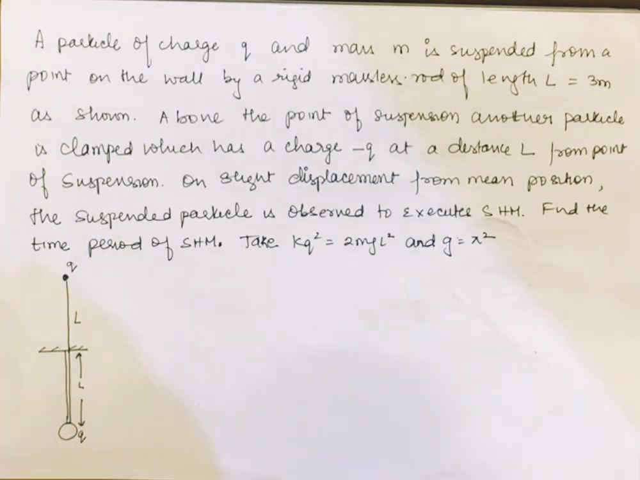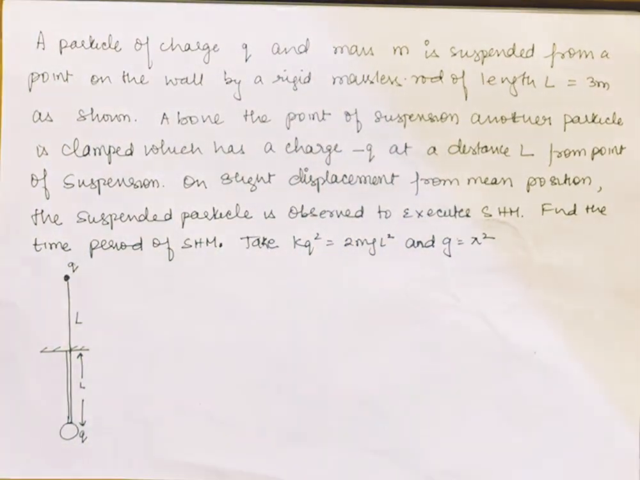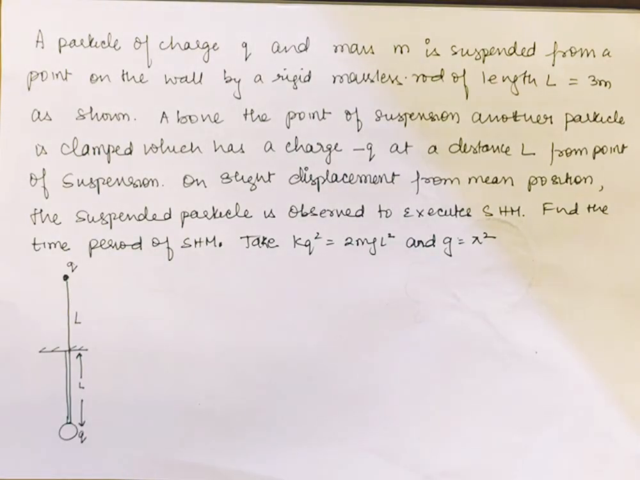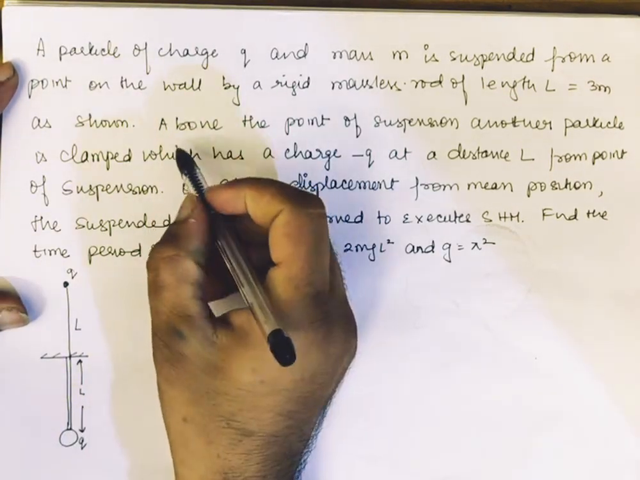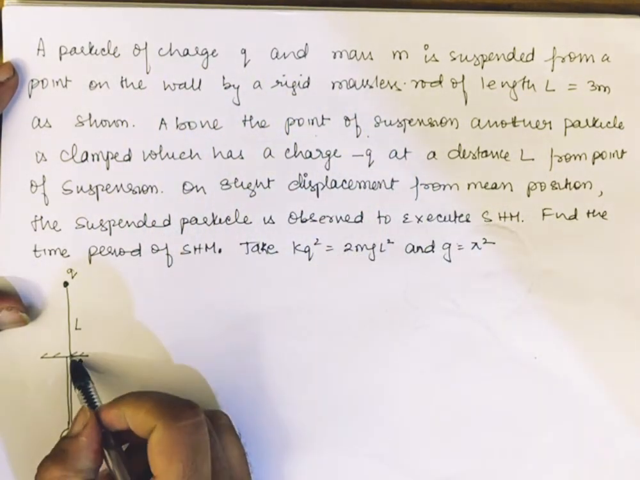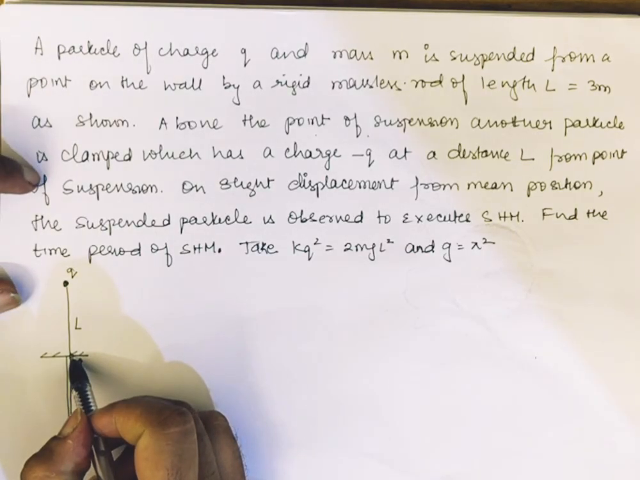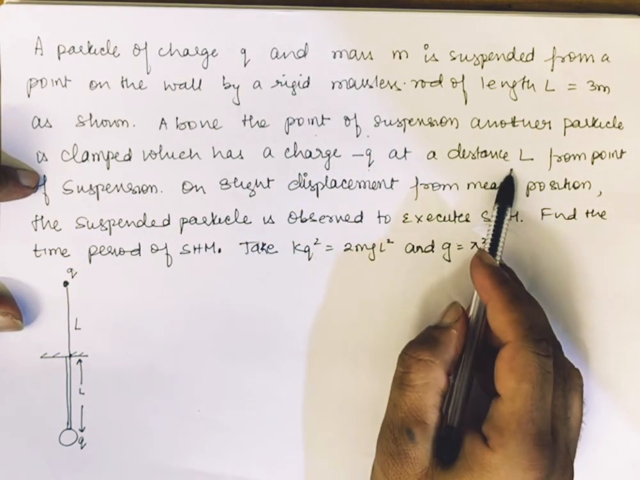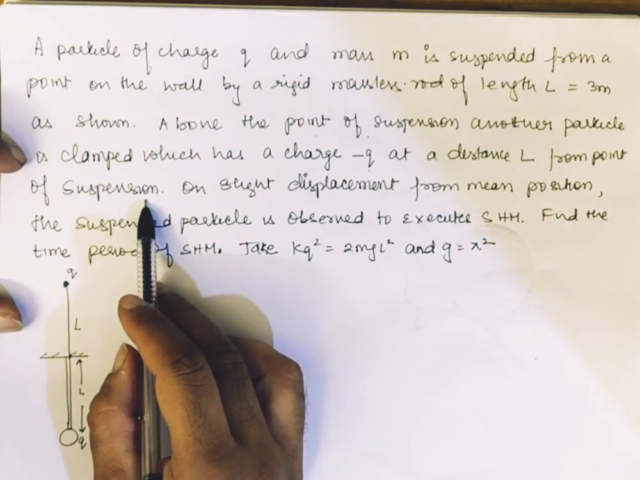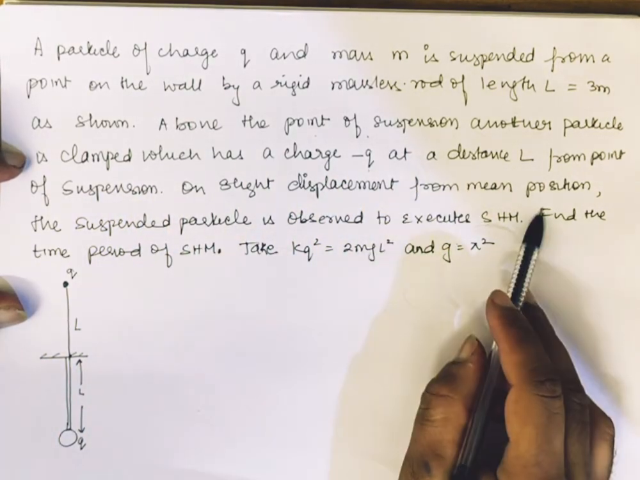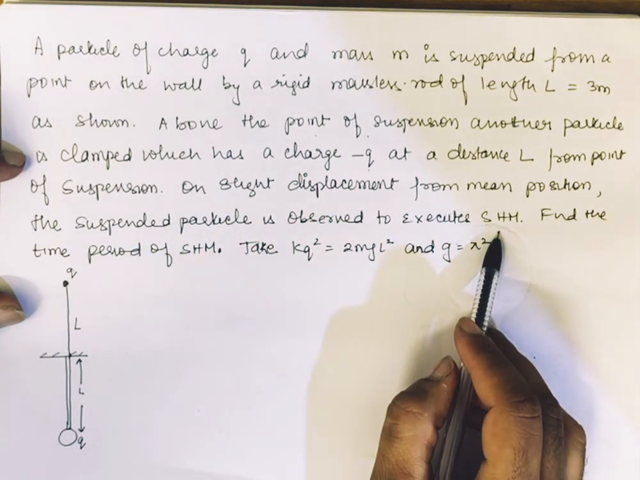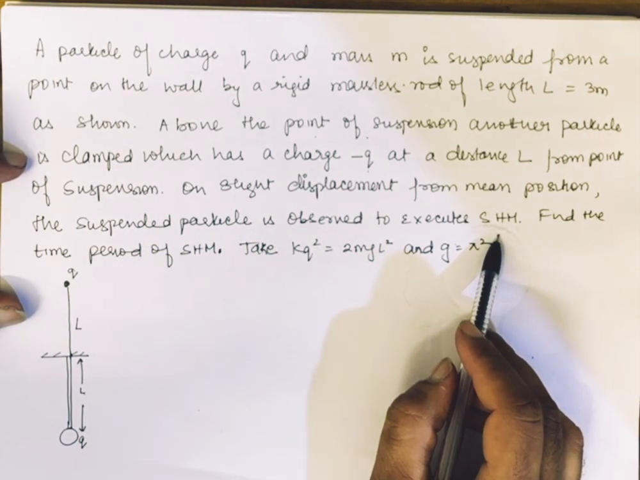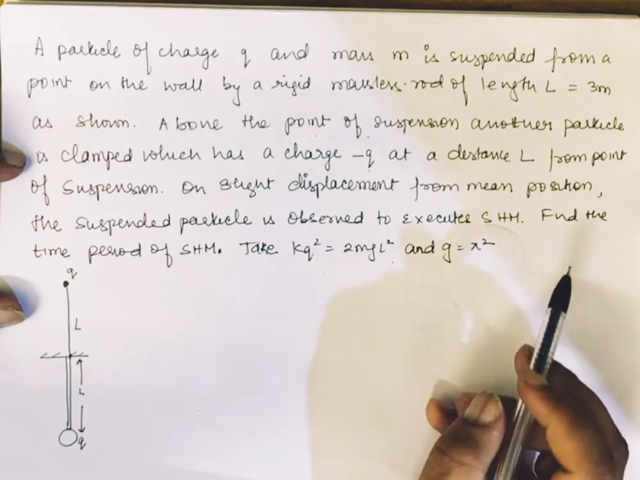A particle of charge q and mass m is suspended from a point on the wall by a rigid massless rod of length L, as shown. Above the point of suspension, another particle is clamped which has charge minus q at a distance L from the point of suspension. On slight displacement from mean position, the suspended particle is observed to execute SHM. Find the time period of the SHM. Take kq square as 2mg L square and g as pi square.